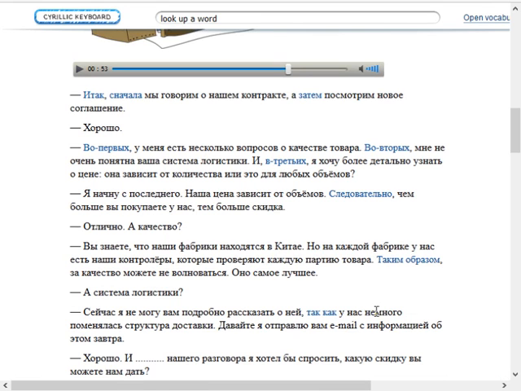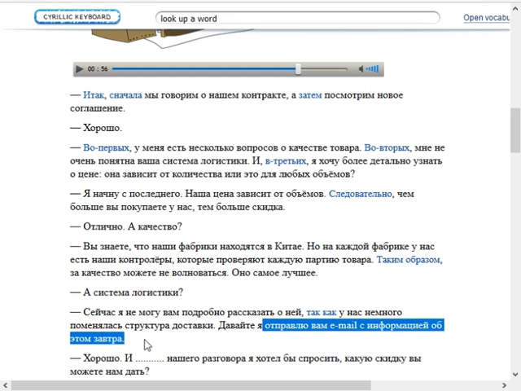So due to the fact that we have a few changes in the structure of deliveries. So a few changes to the delivery structure. Давайте я отправлю вам имейл с информацией об этом завтра. Let's go ahead and I will send you an email with the information about it tomorrow.